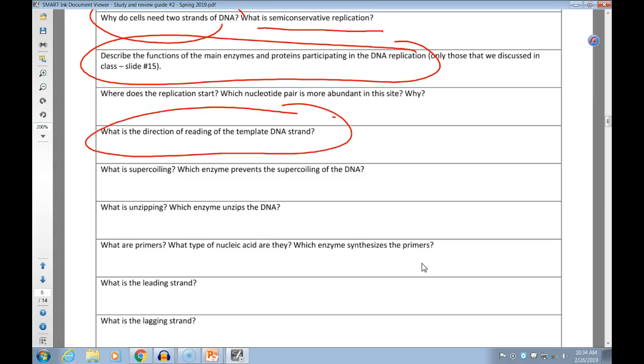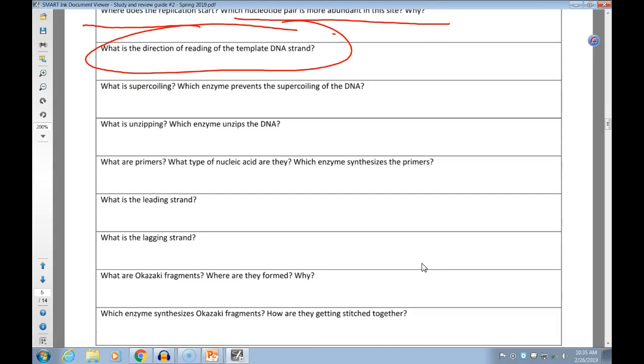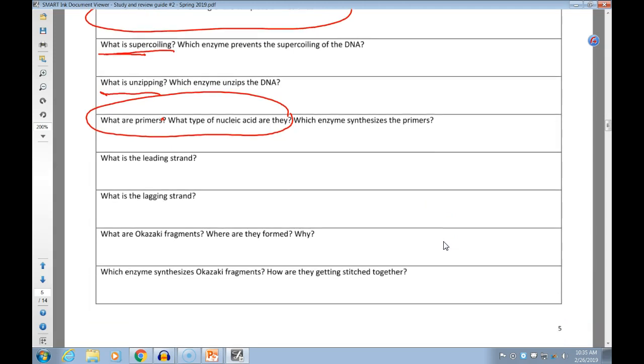Direction 3 to 5 prime, reading. Replication starts at the origin, AT pair is more abundant. Supercoiling is when DNA is tangled. Unzipping is separation of two strands. Primers are short RNA sequences that are necessary to mark the starting point for DNA polymerase 3. Leading strand is synthesized in a continuous fashion. Lagging strand is synthesized in the form of Okazaki fragments. Okay?